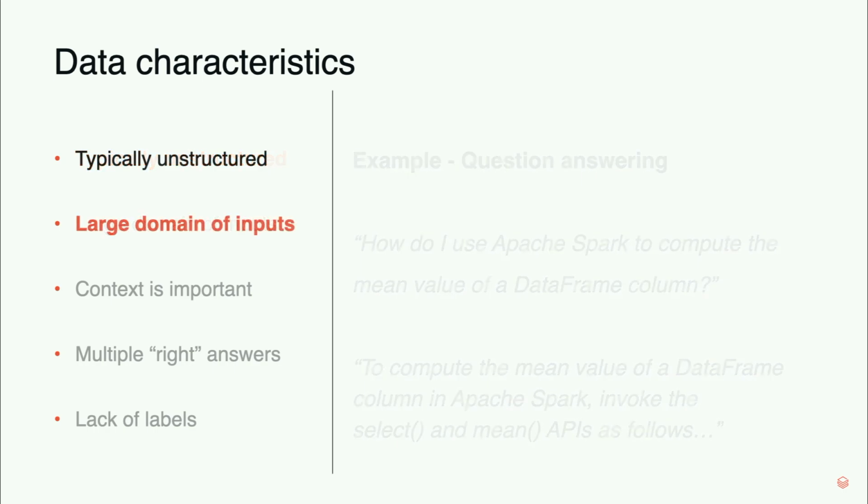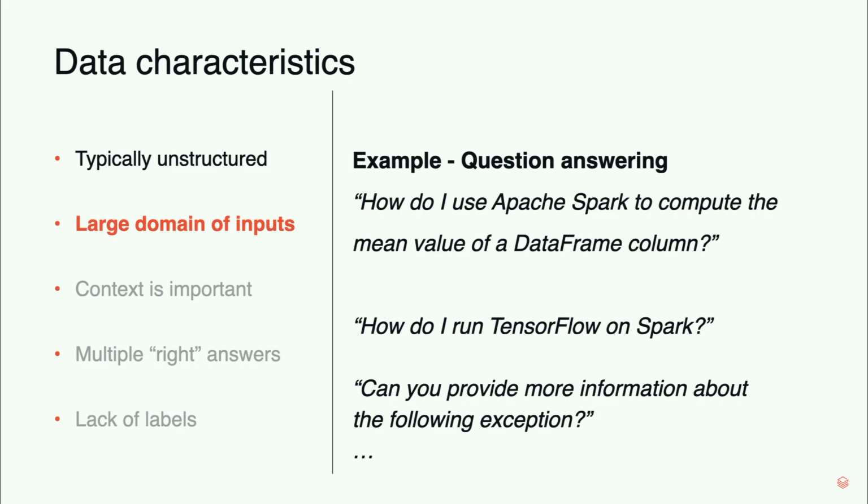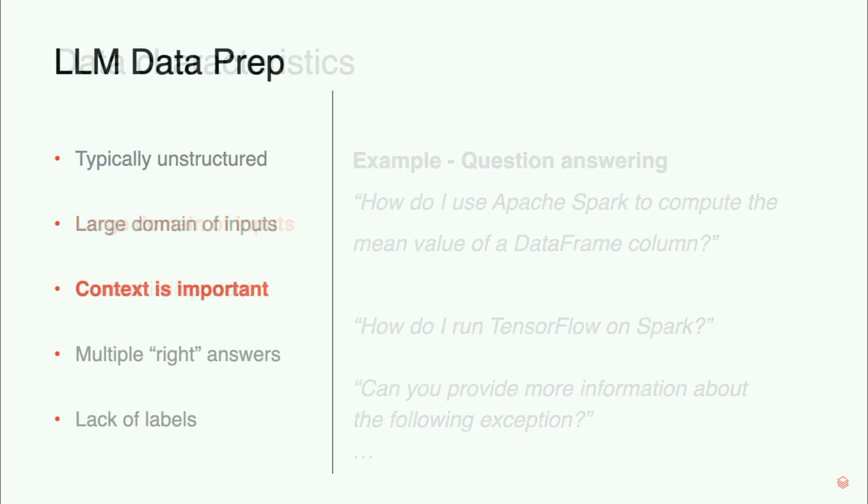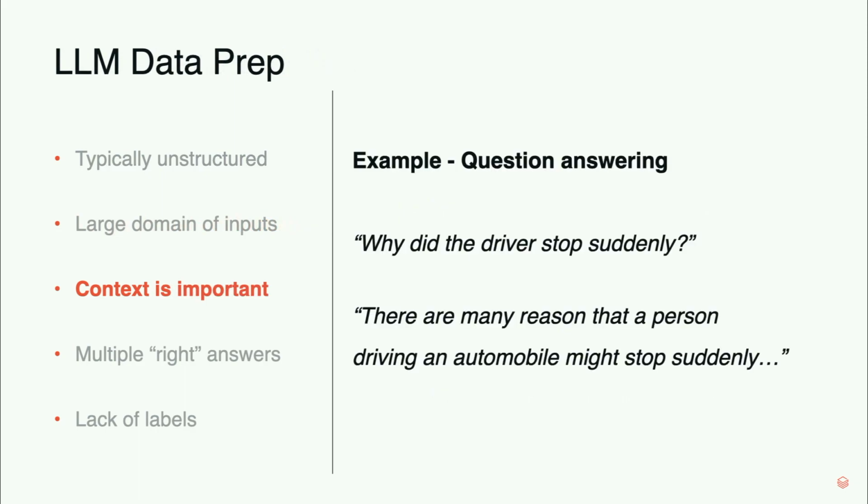Following from this, LLM applications often deal with a large domain of inputs. For the same question answering example, there are a bunch of different questions that I might ask about Spark. And there are a bunch of different ways that I could phrase the exact same correct answer. Further, context is more important than ever when dealing with LLMs. For example, if I'm asking a Spark question, why did the driver stop suddenly? And I feed that directly to a general LLM like GPT, it's quite possible that I get an answer about driving automobiles and why one might stop. So providing that additional context to tailor the output to the domain I'm working in is extremely important.